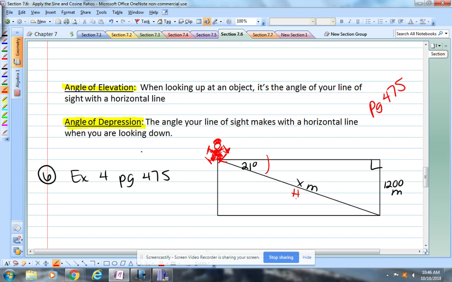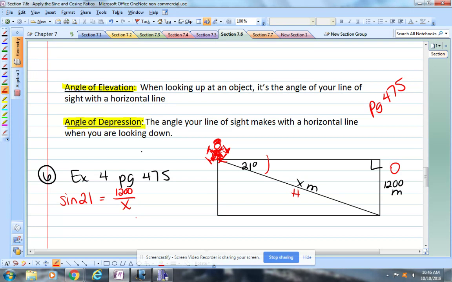Do y'all agree? Yes. And this 1,200 meters from his line of sight with the ground, is that opposite or adjacent from the 21 degree angle of depression? It's opposite. So are we going to use sine, cosine, or tangent? Sine. So we're going to say sine of 21 degrees, since we know the degree measure, equals opposite, which is 1,200 meters, over x, which is the hypotenuse. Sine is opposite over hypotenuse.